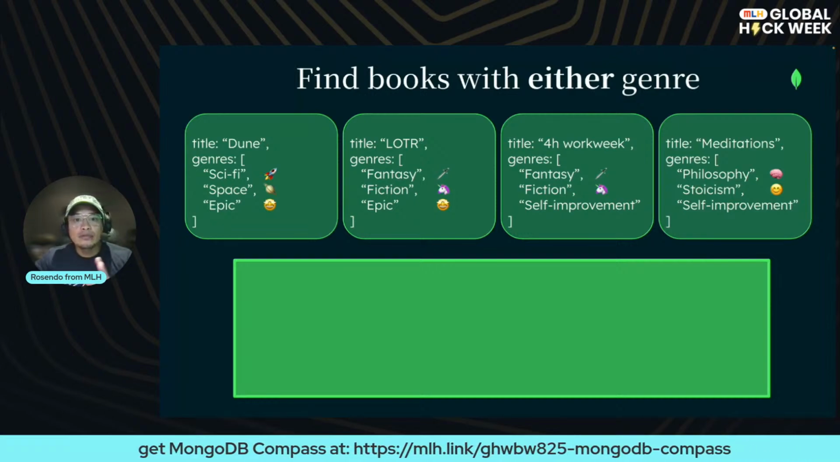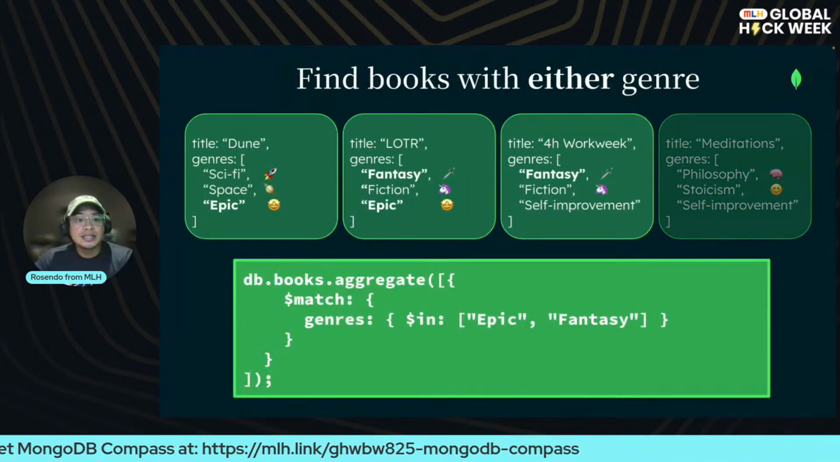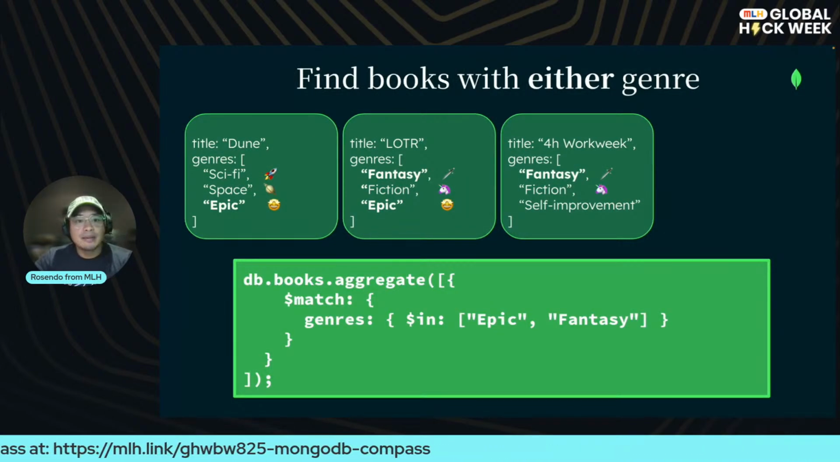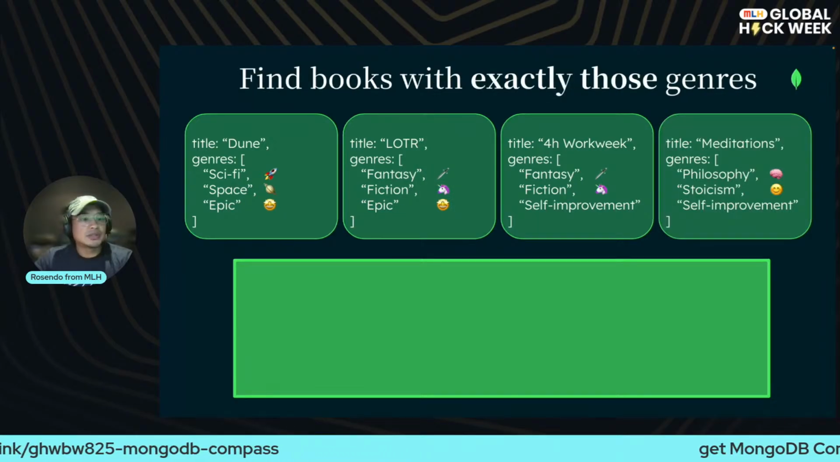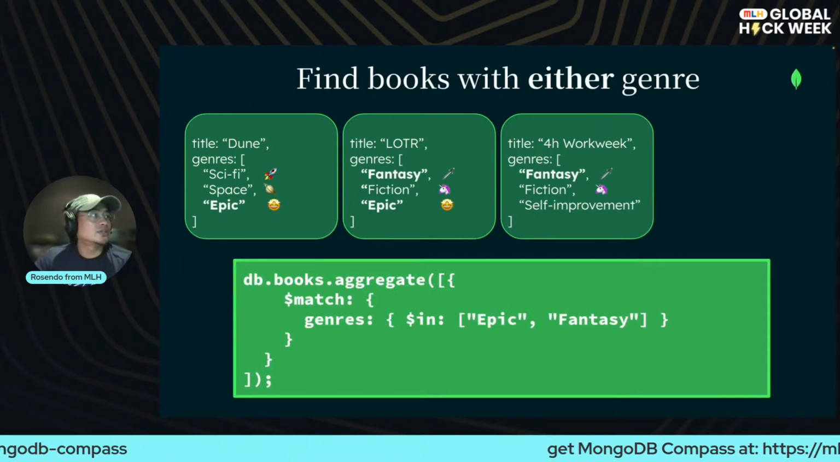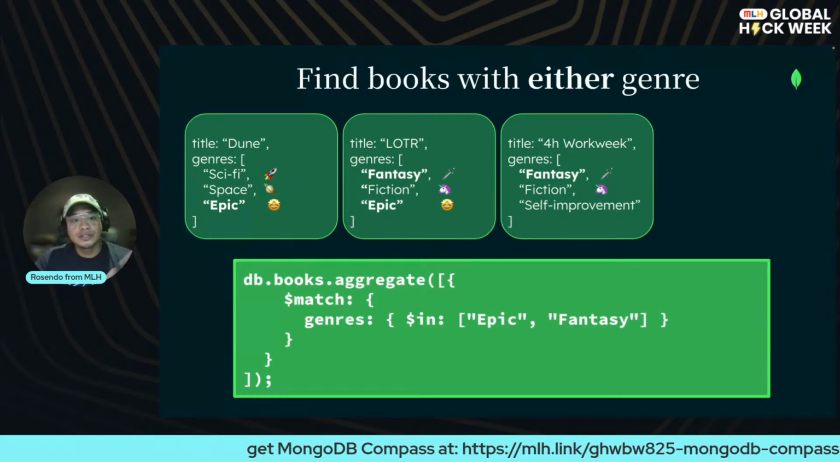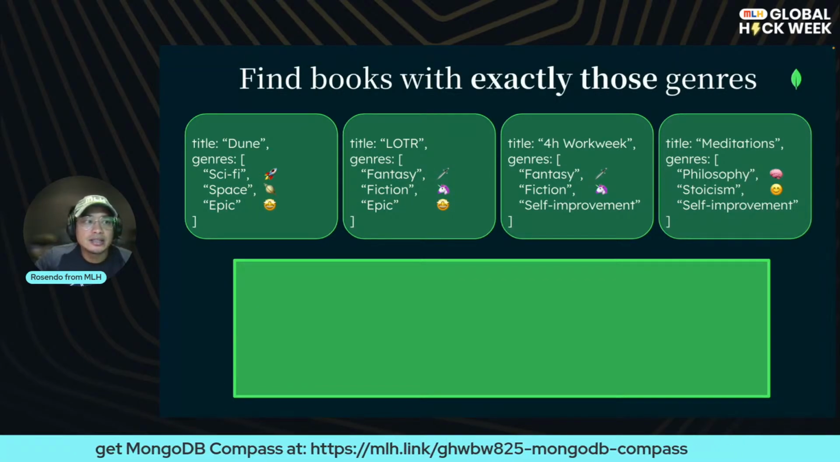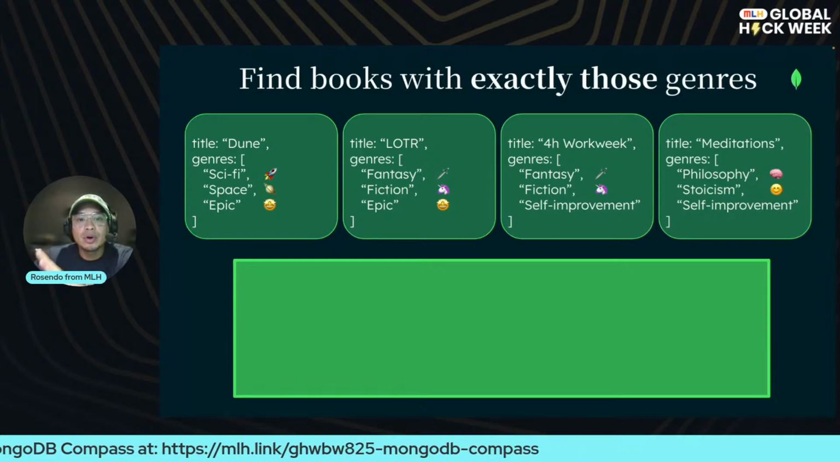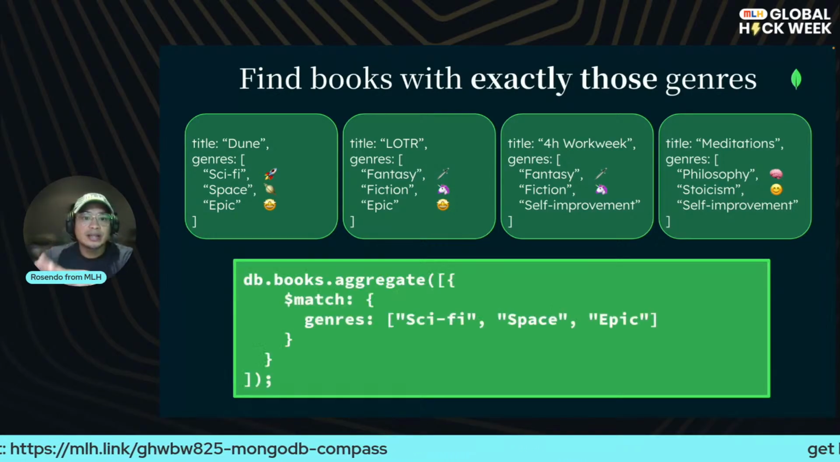And then finally, if you want to find books that have an epic or fantasy, you're going to use the $match. Basically, it's going to filter down to the ones that only have fantasy and fiction or fiction. And in order to find Dune, we need to compare the whole array. So this $match will find that document.